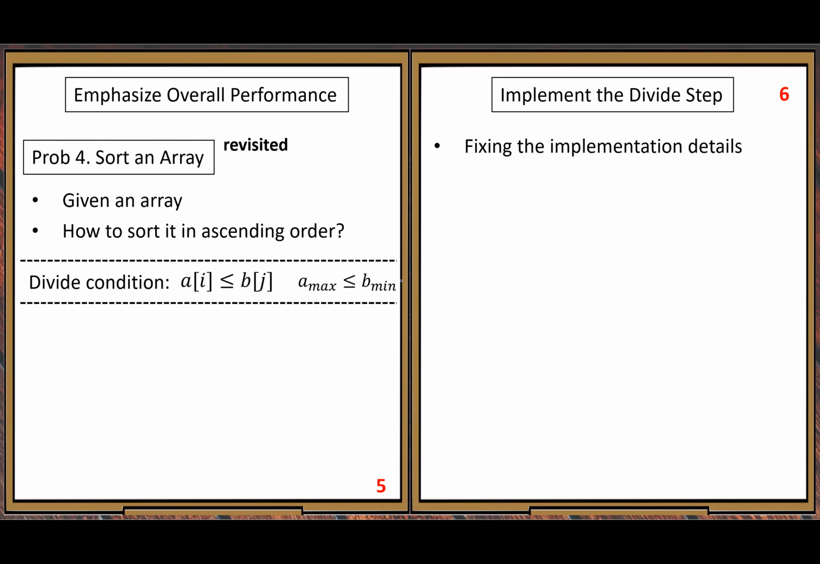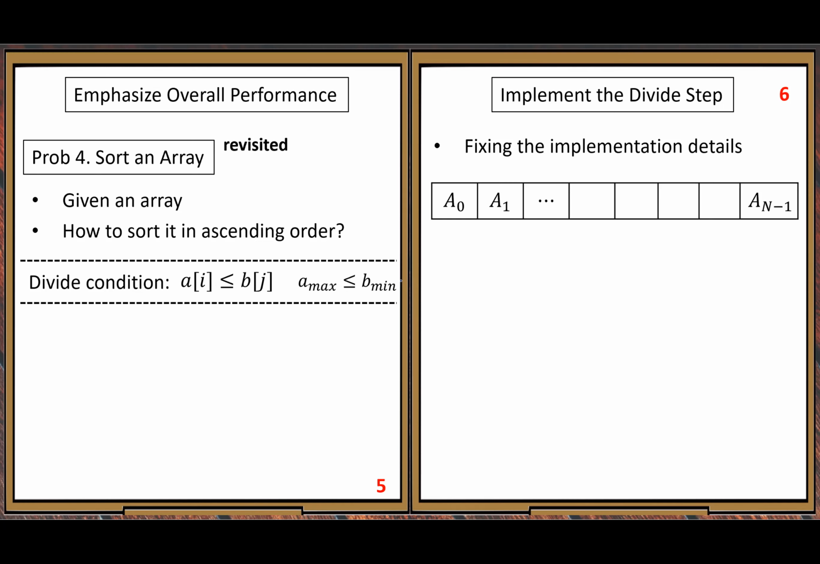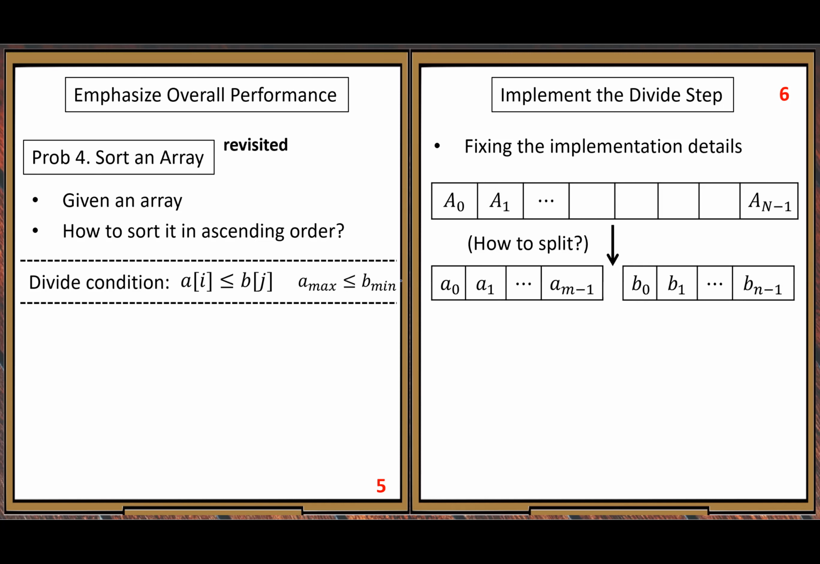We need to fill in the implementation details, but we need to follow some logic. We need to explore the details. Look at this diagram. So that's our original array. We want to split it into two subarrays, A subarray and a B subarray.